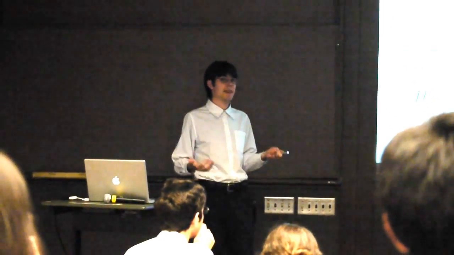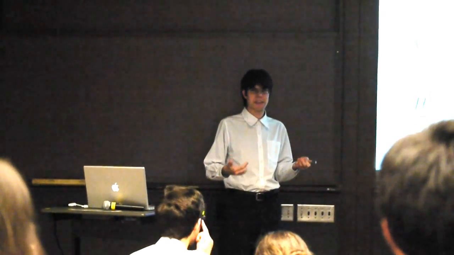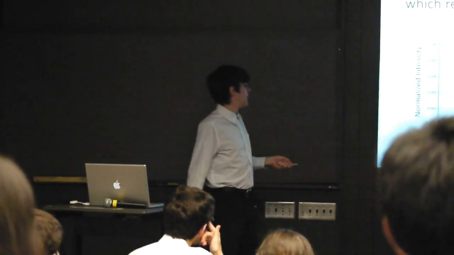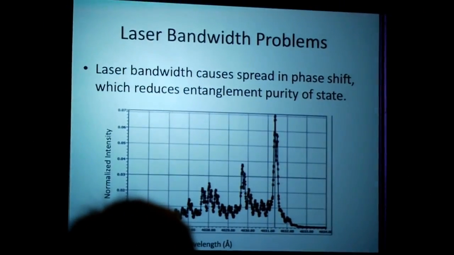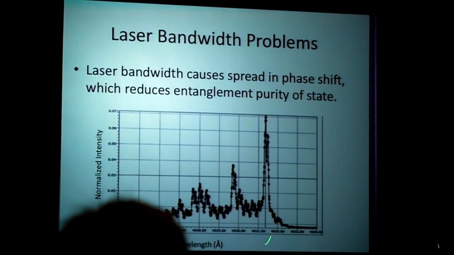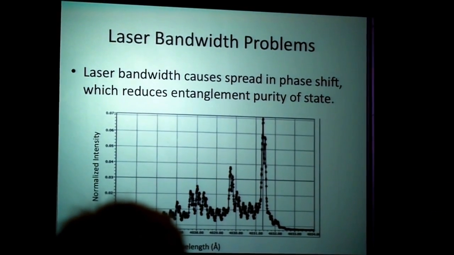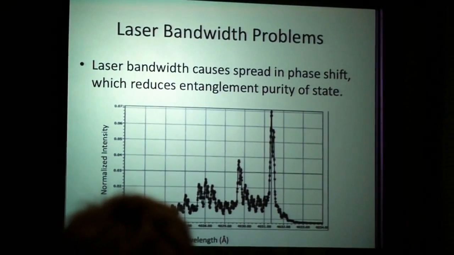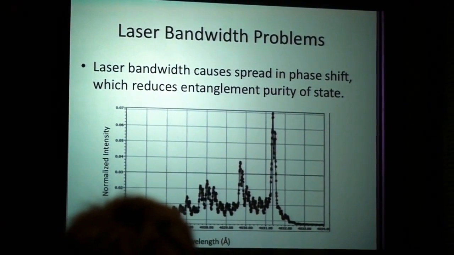But it turns out that this phase shift is also wavelength dependent, since the index of refraction depends on the wavelength. And since the laser we use has a bandwidth, so this is the spectrum of our laser, it goes from 402.4 nanometers to 403.4 nanometers. So it has about a 1 nanometer bandwidth. And so that means that there's a spread in the phase shift between the horizontally and vertically polarized photons. And this spread results in less entanglement because there's a greater uncertainty of what the actual state is.